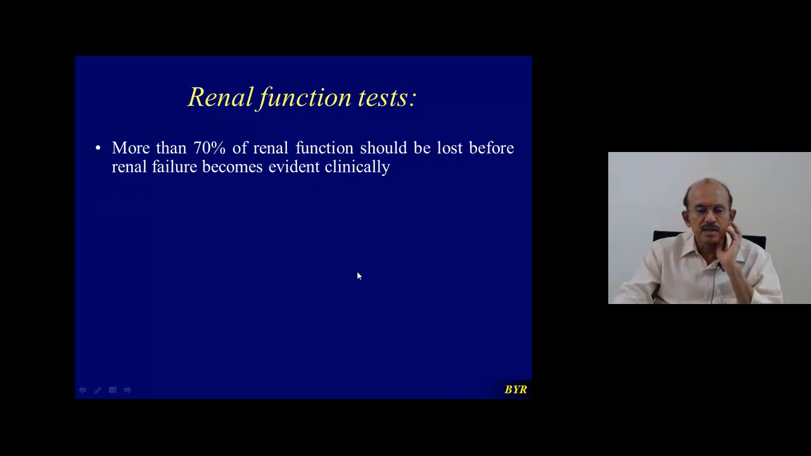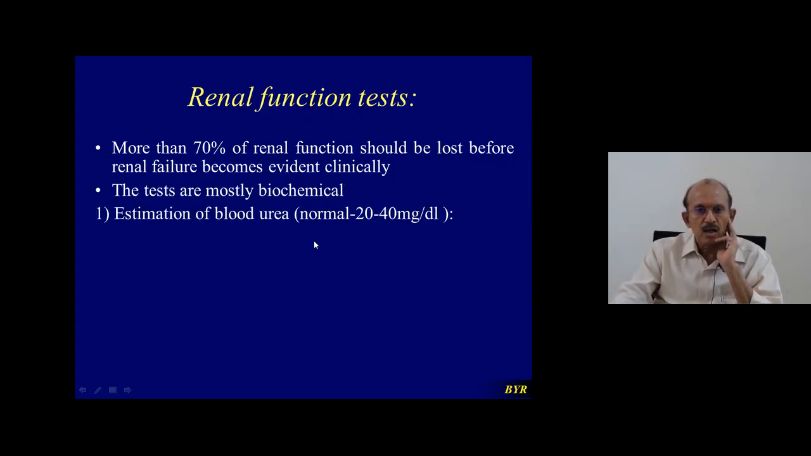The renal function test. More than 70% of the renal function should be lost before renal failure becomes evident clinically. Just like hepatic failure, kidneys have a very compensatory mechanism. That is why more than 70% of the renal function should be lost before renal failure becomes evident clinically.